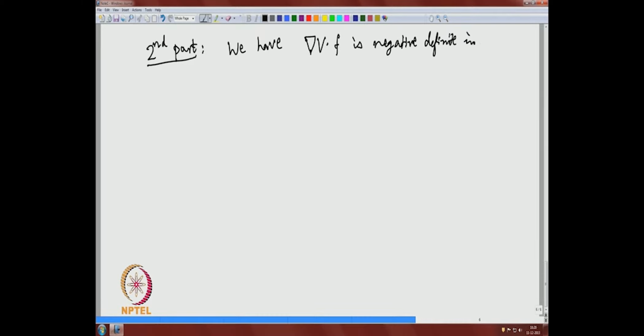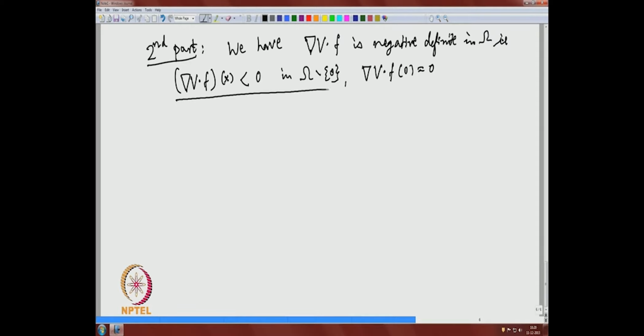in omega. Again let me stress, that is, grad v dot f at any point x is less than 0 in omega minus 0, and at 0 it is 0. At 0 it is 0. Okay. So, this is important, and we are going to use it now.